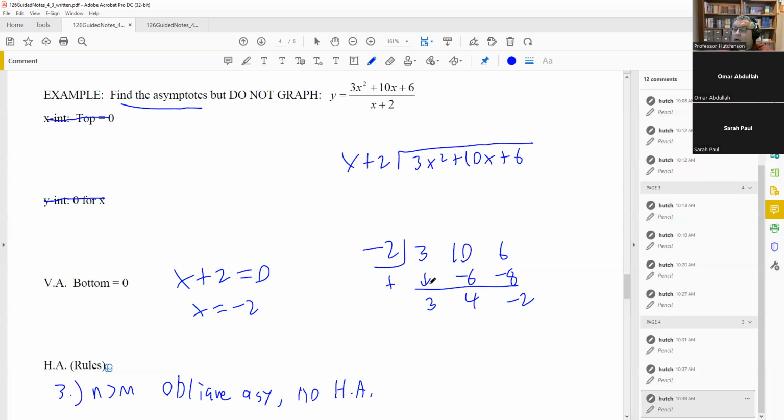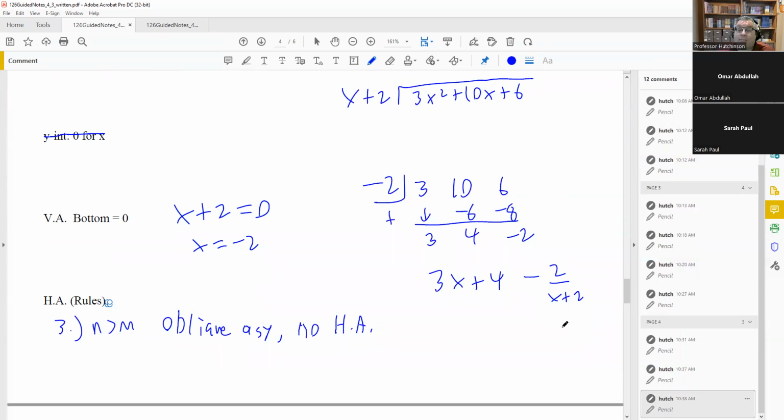So originally I had a power of 2, which means that this is going to be 3x plus 4, and then I have this remainder part. And we did this back in the synthetic division section where we talked about division of polynomials. This is how we can write out an answer. Now, when you write your answer for the asymptote, the oblique asymptote here, we're going to ignore the last part. So the remainder part, you're going to drop that.